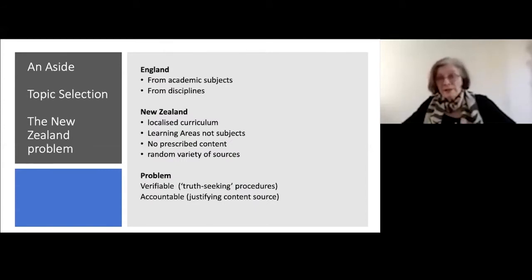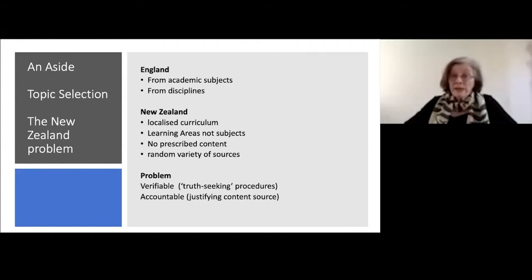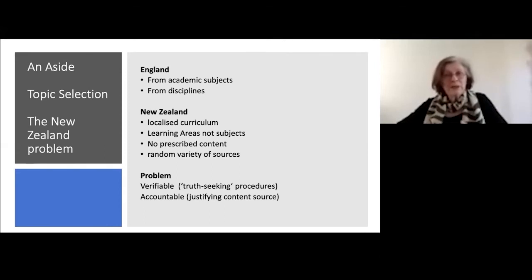Now, I just want to stop my discussion of the design process with an aside and talk a little bit about topic selection. Now, this is a specific New Zealand problem. In England, the topics, the subjects taught in schools are from the academic disciplines. So an academic subject is drawn from a discipline and can be verified by the discipline. Now, in New Zealand, we moved much further to what the Ministry of Education here calls a localised curriculum. So we've moved away from specific academic subjects to learning areas. So while the subjects are still within the learning areas, they've lost a lot of their visibility.